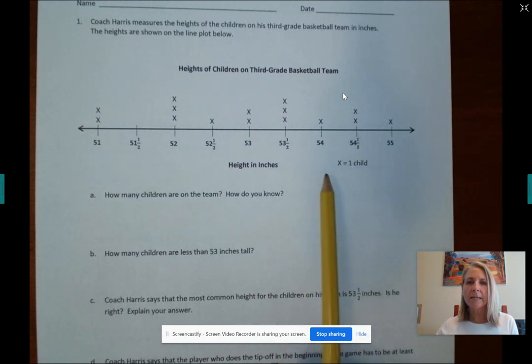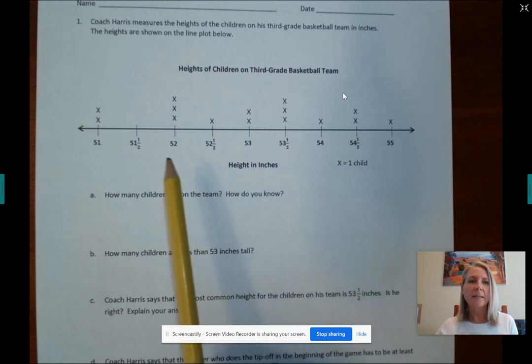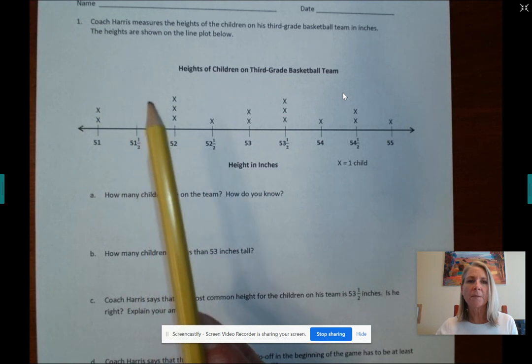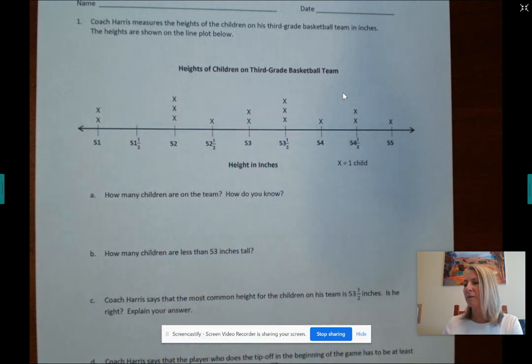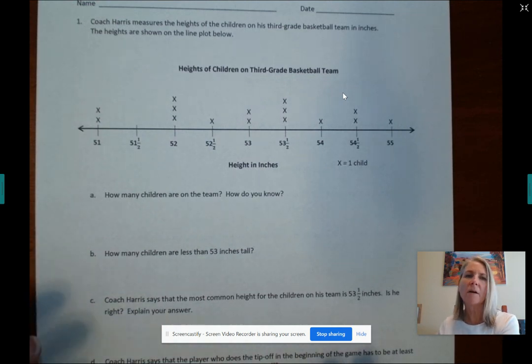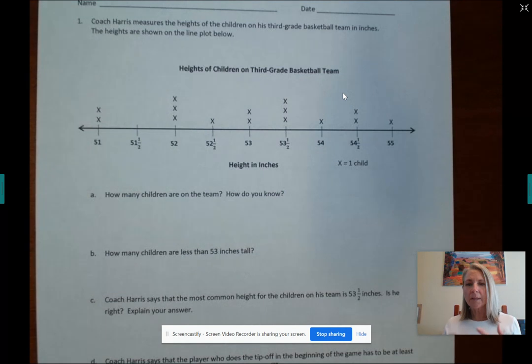Our key over here is telling us that an X is equal to 1 child. We have height in inches listed on the bottom, and that's pretty much included in the title as well, also sharing that it's a third grade basketball team. Today we're going to have to pull our attention into specific vocabulary, and I'll mention it when it comes up to help us understand how to answer these questions correctly.